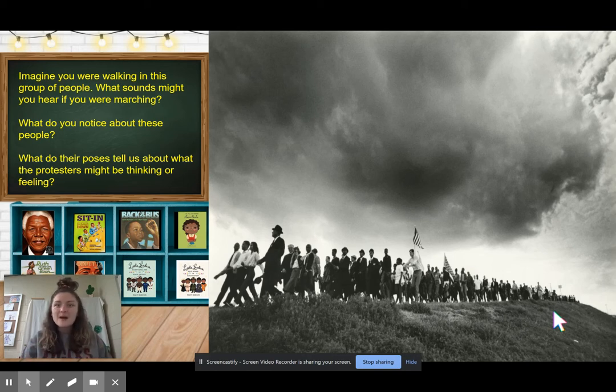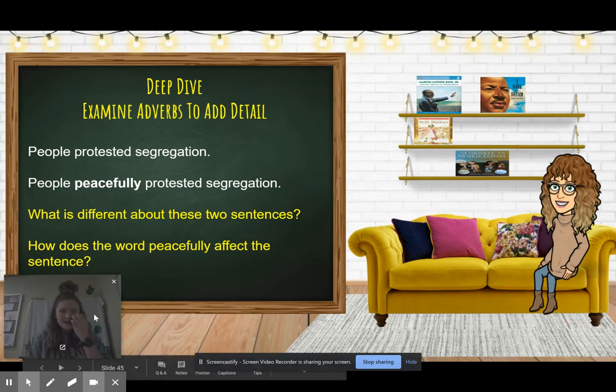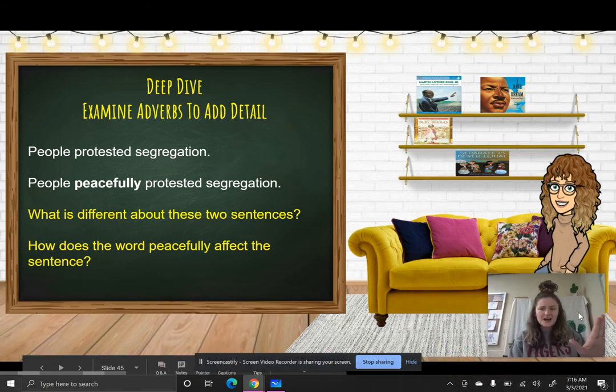So think about this source. How does this build your knowledge about the civil rights movement? And let's wrap up this lesson with a deep dive.